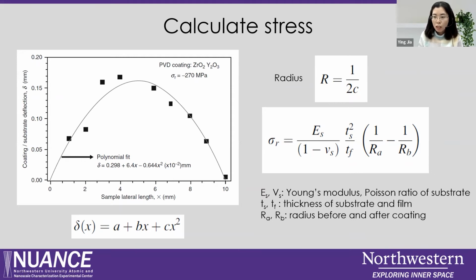So this equation also indicates that there should be 4 parameters measured both before and after the coating. So before the deposition, you should measure the thickness of the substrate, the TS, and you measure the radius RA. And after deposition, you should measure the thickness of the film and the RB. And you put them together, then you can calculate the stress.